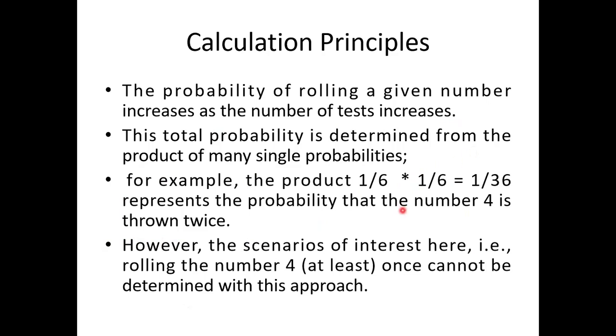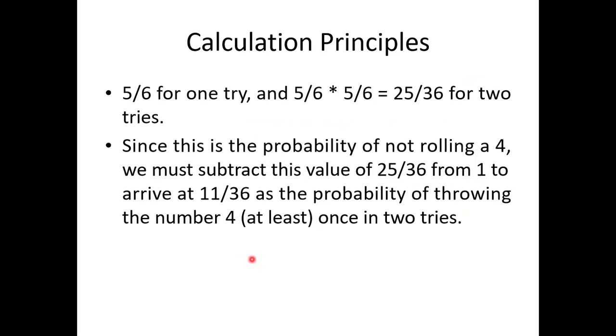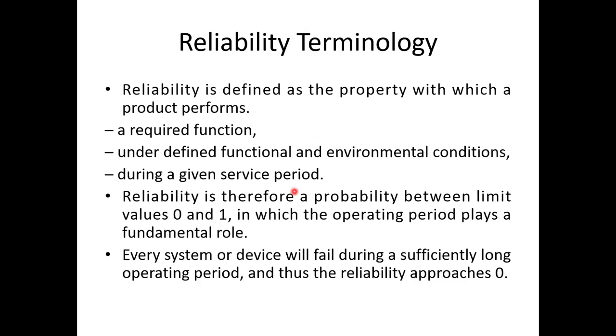So here the probability of rolling a given number increases as the number of tests also increases. The total probability will be determined by using the formula, the product of these two events, occurring in 4 throws and twice. Okay, so this is the example. And 5 tries, 5 by 6, you can see for 2 tries or 3 tries. These are some examples.